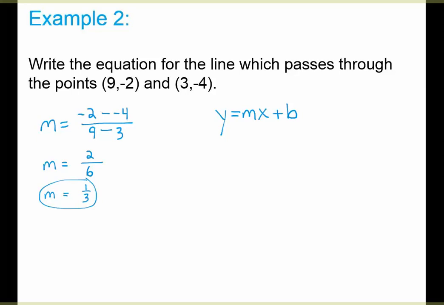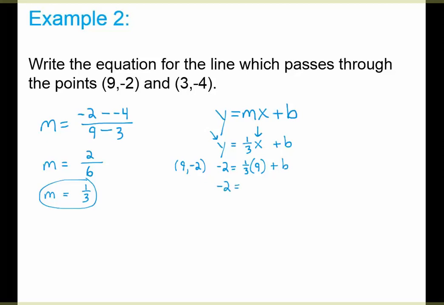Okay, now I'm going to use that 1/3, plug in what I know. So y equals 1/3 x plus whatever the y-intercept is going to be. And now I just need to plug in an x and a y value. So I think I'm going to choose the 9, negative 2 point to plug these in. So my y value is negative 2 equals 1/3 times my x value, which is 9, plus b.